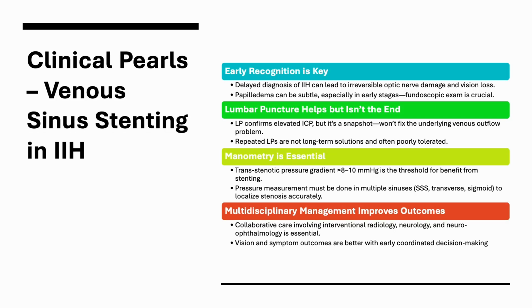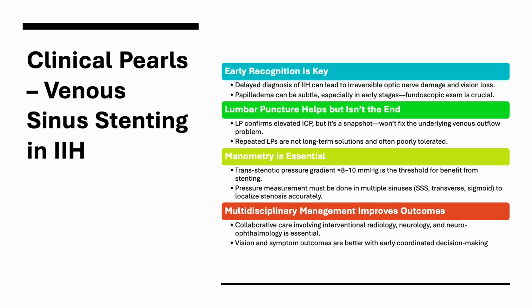So let's review some clinical pearls that emerged from this case and the associated literature. First, early detection of IIH is critical. This includes a high index of suspicion, especially in patients with subtle findings such as mild papilledema. Second, a comprehensive diagnostic workup, including MRI, MRV, and lumbar puncture is essential, but the integration of invasive manometry can provide decisive information regarding the hemodynamic impact of a stenosis.